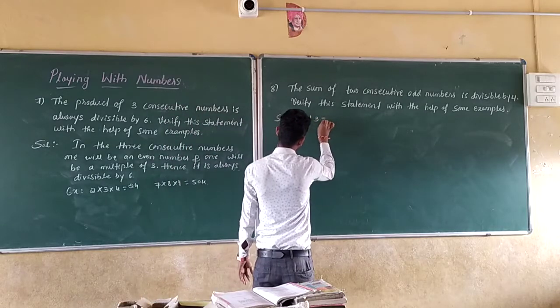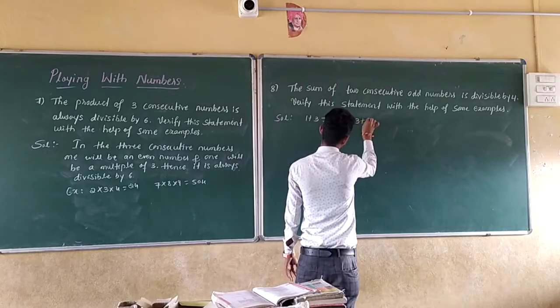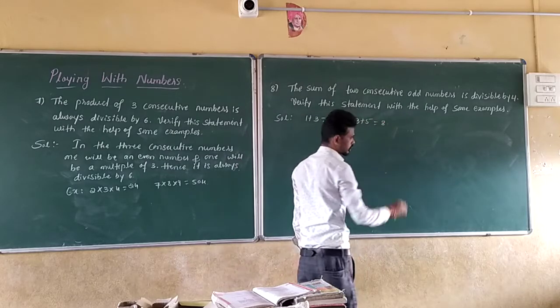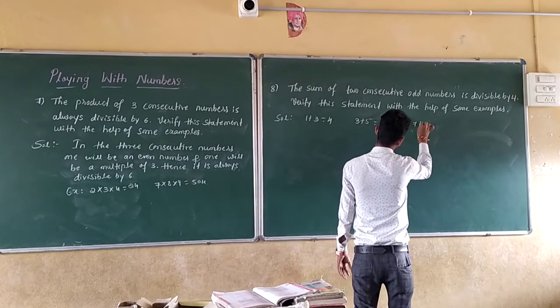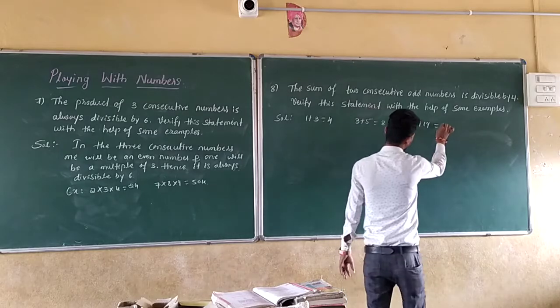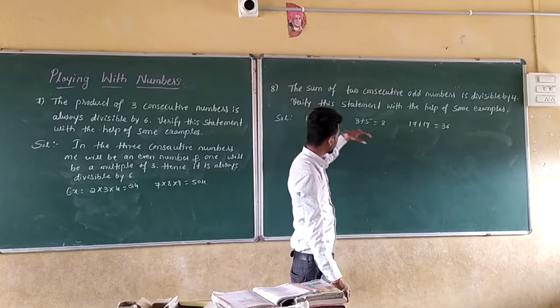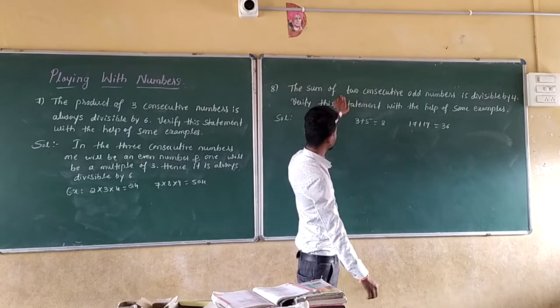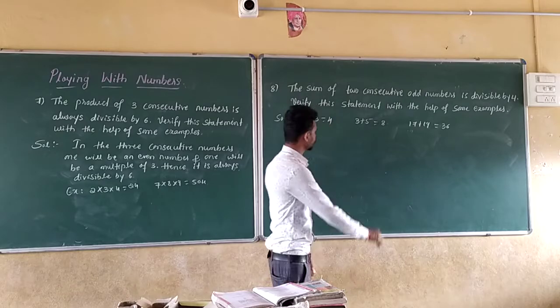1 plus 3, what do we get? 4. It is divisible by 4. Next, 3 plus 5, which equals 8, which is also divisible by 4. Next, 17 plus 19. How much will you get? 36. It is also divisible by 4. So by these examples we can say that the sum of two consecutive odd numbers is always divisible by 4.